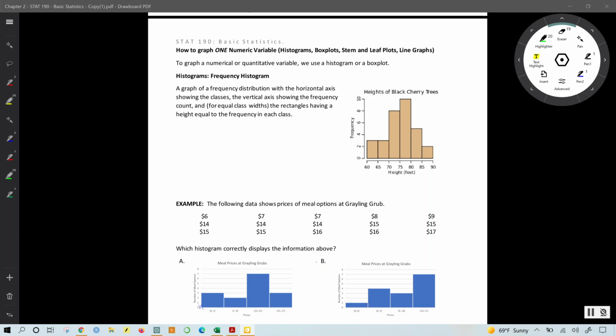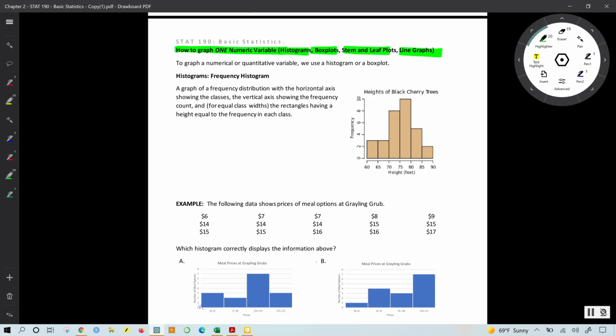We are now ready to begin to learn how to picture numerical or quantitative variables. We begin with how to graph one numerical variable. We can use either a histogram, a box plot, a stem and leaf plot, or a line graph.